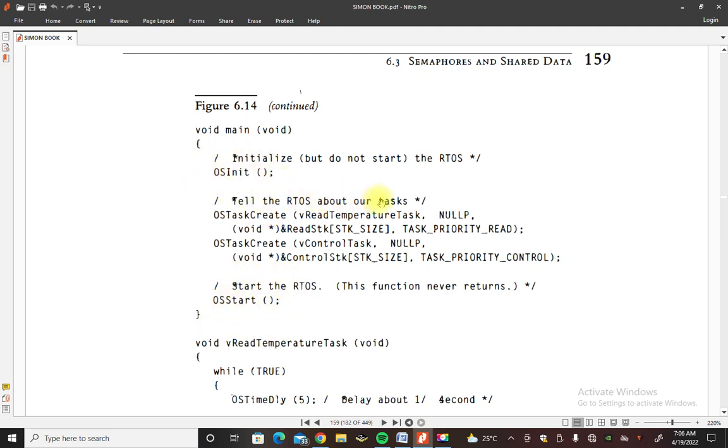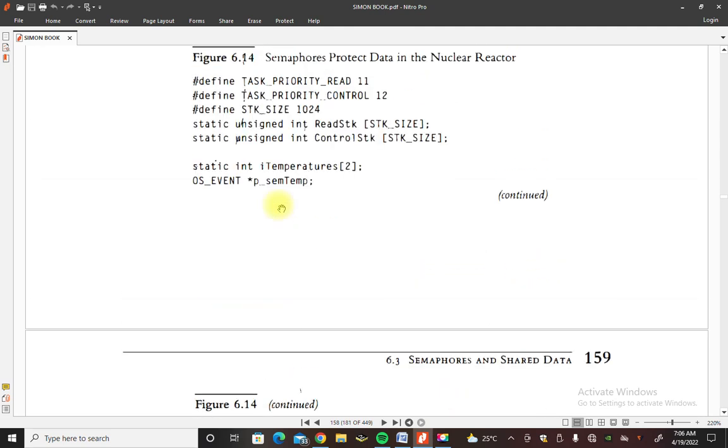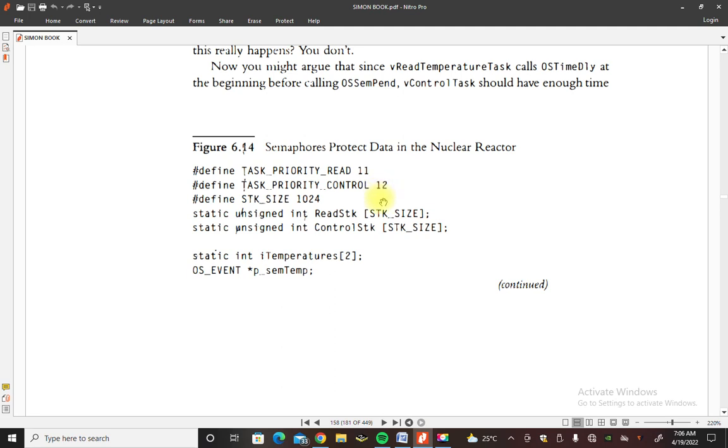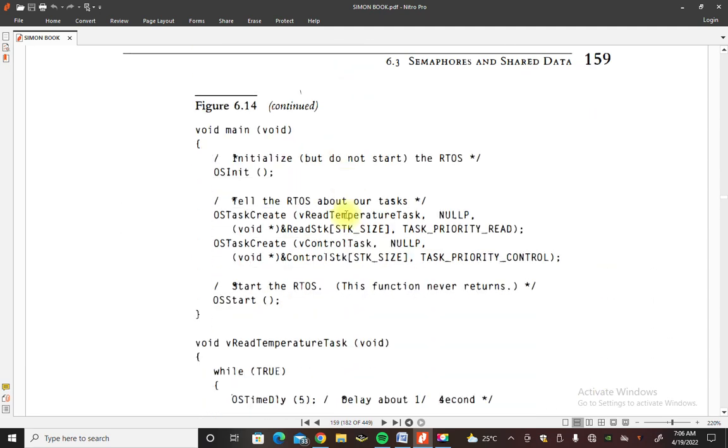What do you mean by OS initialization? Our application program says about the tasks. Okay, there is something like a read temperature task, and there is something like a control task, etc. And the priority of the task. Tasks also have priority, you see. Task priority read, task priority control. What is task priority read? Task priority read is 11 and task priority control is 12. Every task has a priority, that is also very clearly given, and every task has a stack. Okay, so the read stack has 1 KB stack size and the control stack has 1 KB stack size.